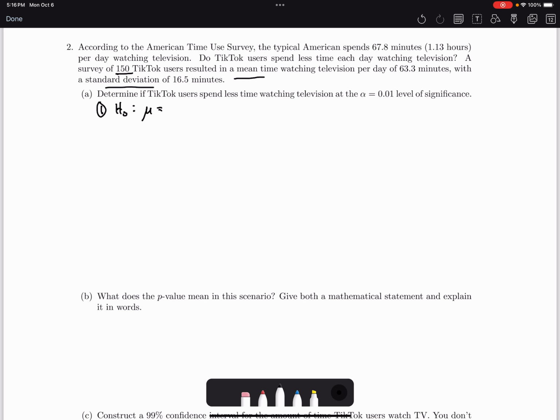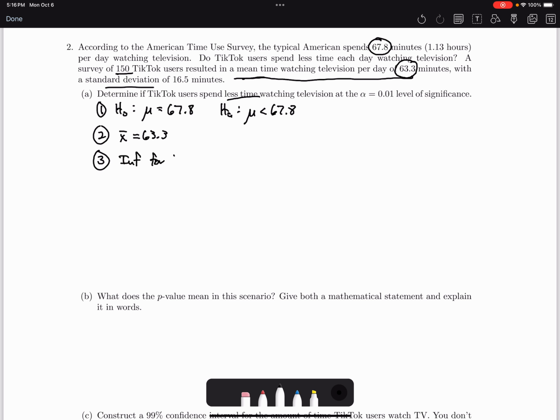The null hypothesis is that people who use TikTok spend the same amount of time watching television as people who don't use TikTok, right? Which is 67.8 minutes. The alternative, well, we want to know if they spend less time. So mu less than 67.8. Step 2 would be to calculate the sample mean, which in this case was just given to us. We were told the mean time watching television per day was 63.3. So x bar equals 63.3. That is indeed less than 67.8. Is it a lot less? Is it statistically significant? Well, the only way to know that is to run the test.